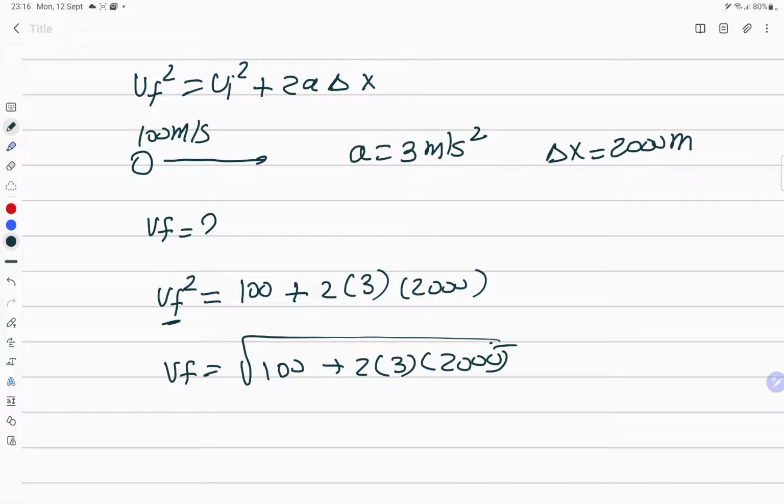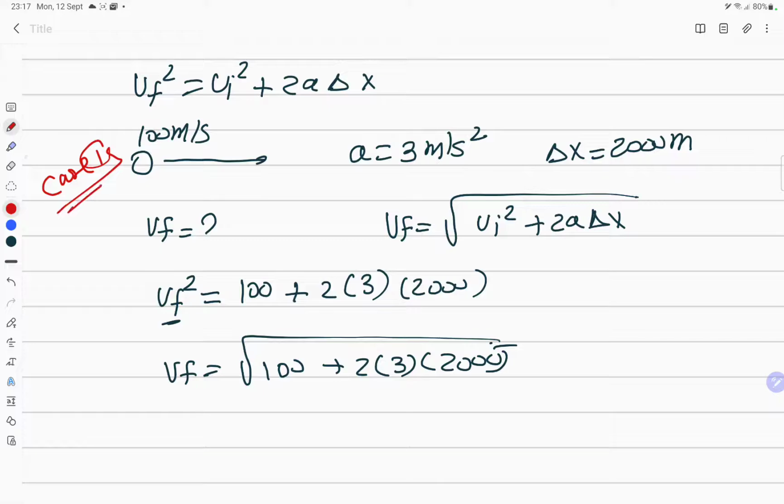خلصنا. Why? Because if I want to get the v final in this equation, that's going to be square root, just because square root both sides, because this v final is squared. V initial square plus 2a delta x. This is case 1. Now, let's do case 2.